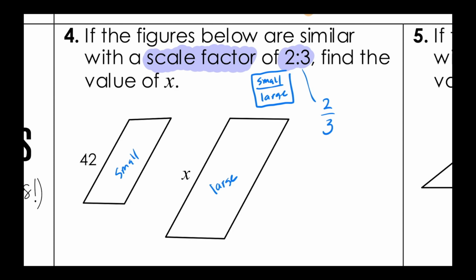Okay, so we know that the scale factor is 2 to 3. That means if I know this side and I know this side, I can make a fraction of this, whatever this is to whatever this is, and it'll simplify to 2/3. Always, because 2/3 is the scale factor. Whenever I put the two numbers on top of each other, it always simplifies to that scale factor, because that scale factor is the proportion that you're shrinking. That's the rate that you're shrinking and growing the figure.